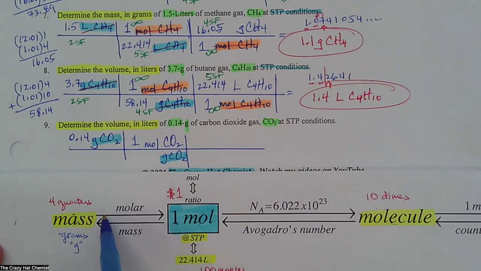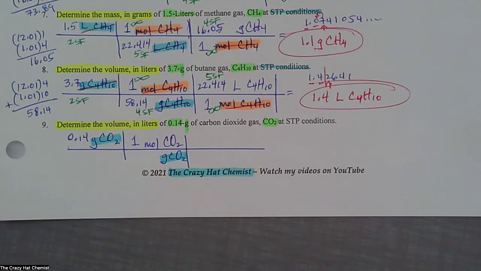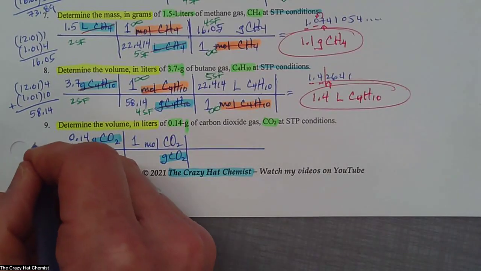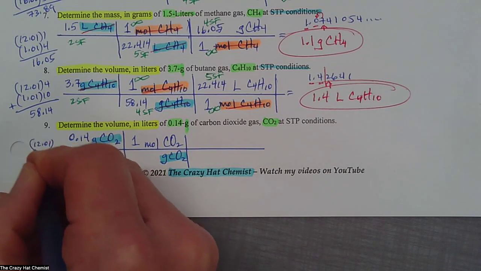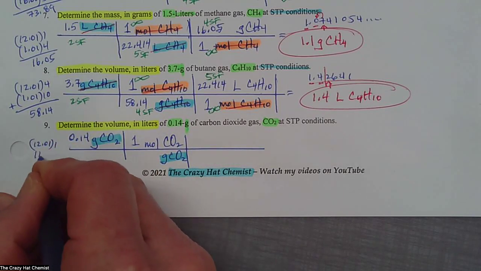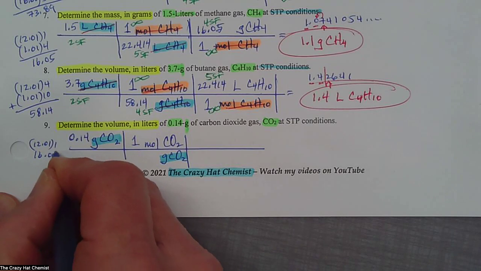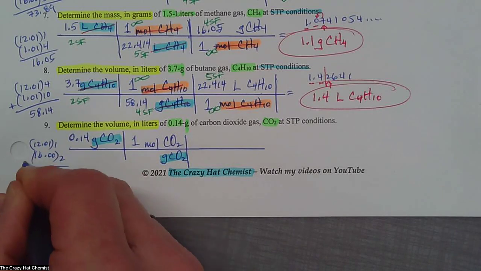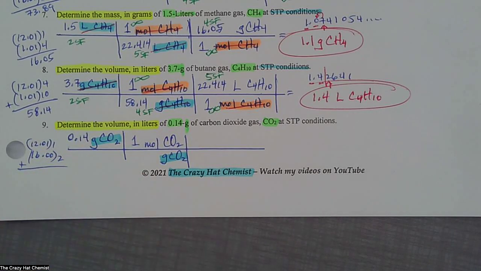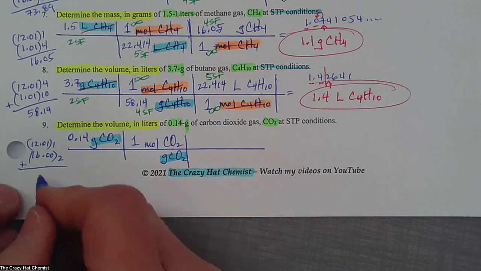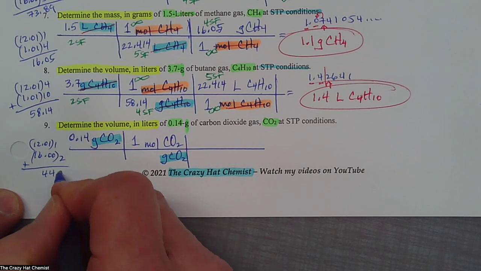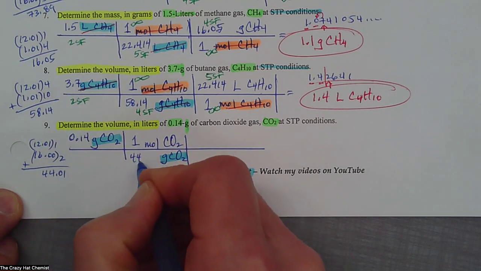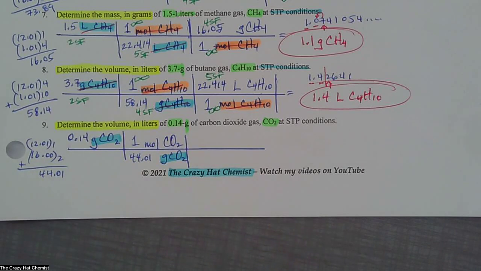And what is the number in front of the grams? That's molar mass. So we're going to calculate the molar mass for carbon dioxide. That's 12.01 times 1, 16.00 times 2, and that's going to be 44.01. So 44.01 is the molar mass for carbon dioxide.